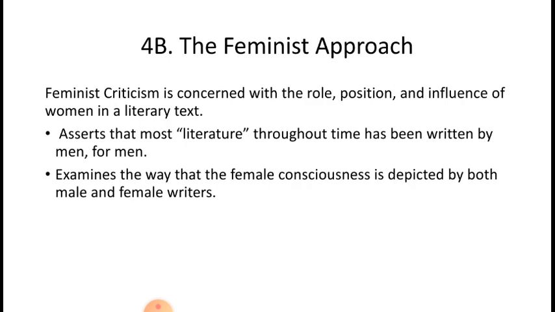The second sub branch of sociological approach is the feminist approach. Feminist criticism is concerned with the role, position, and influence of women in a literary text. The feminist approach asserts that most literature throughout time has been written by men for men. It examines the way that the female consciousness is depicted by both male and female writers.